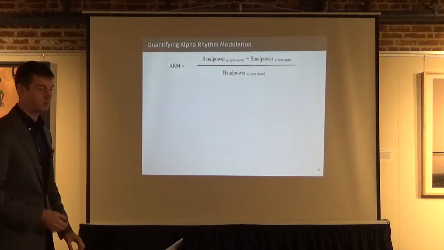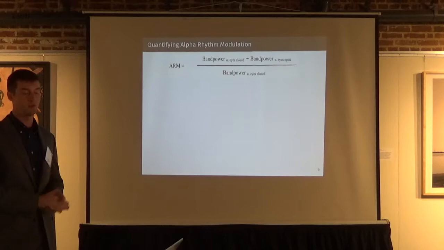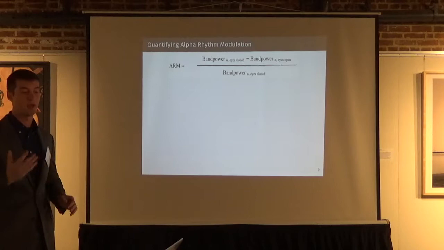And we did that using this equation for alpha rhythm modulation. It's taking the mean band power in that mu frequency, or the alpha frequency range, during the eyes closed period, subtracting it from the eyes open period, and then normalizing it by that eyes closed period.